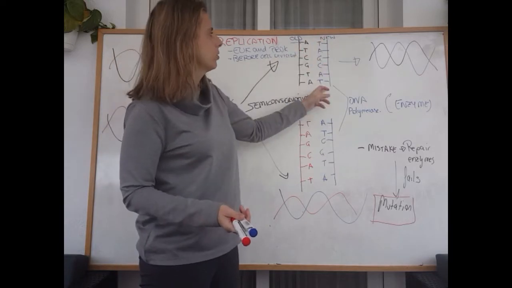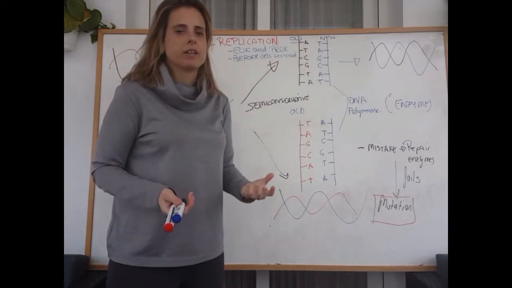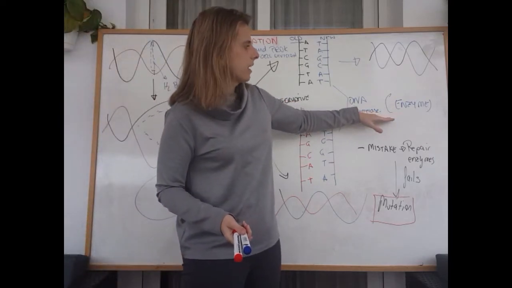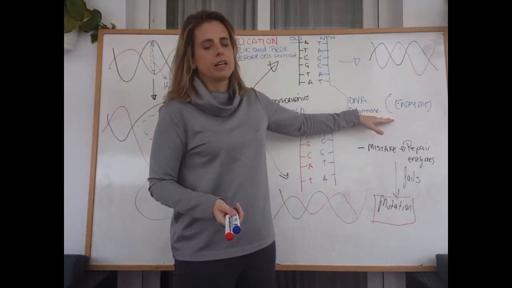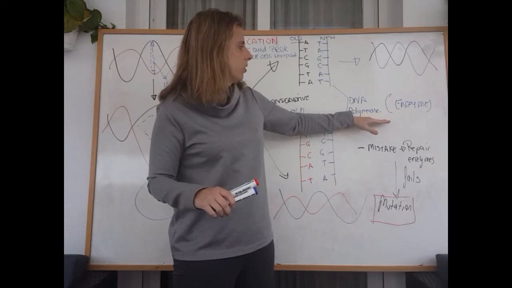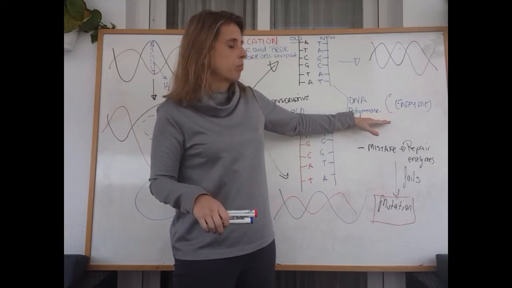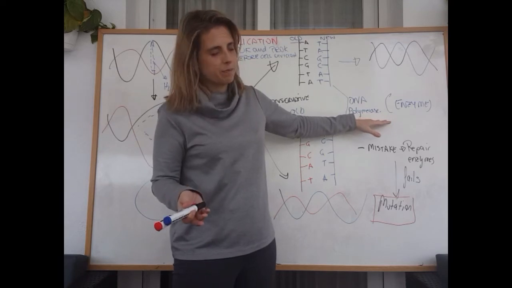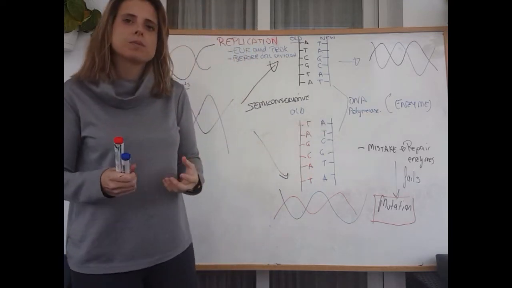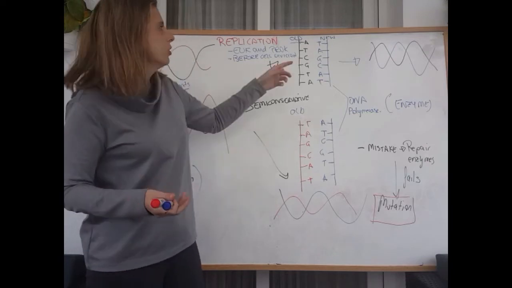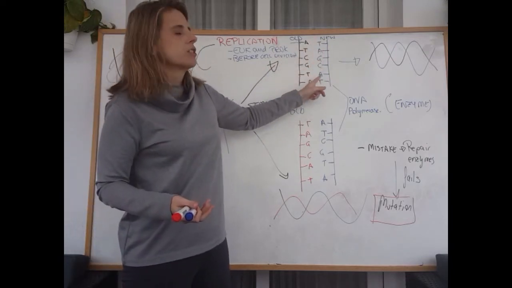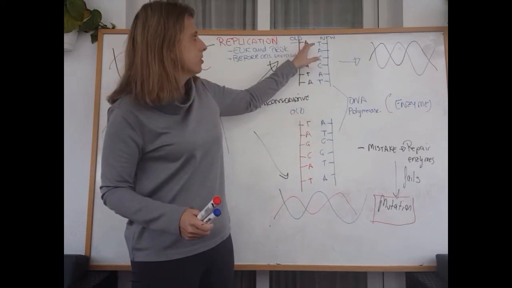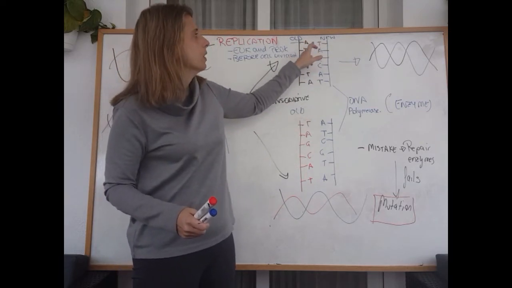Okay, so how is this going to happen? How are we going to create a new strand? It's going to happen because we are going to have some enzymes. In the case of eukaryotic cells, it's going to be called DNA polymerase, ADN polimerasa in Spanish, and this is going to be the enzyme in charge of producing the new strand. Again, with complementary bases, you are going to create the new one.